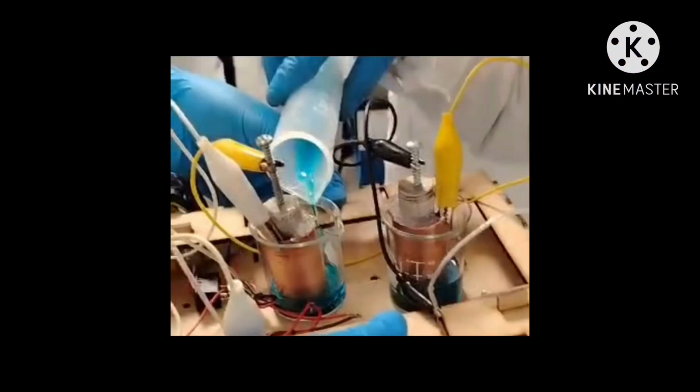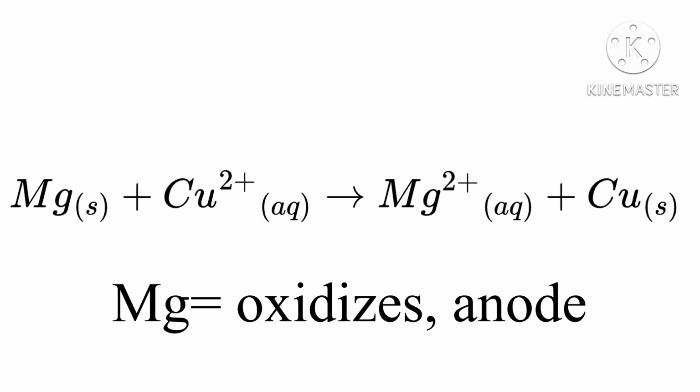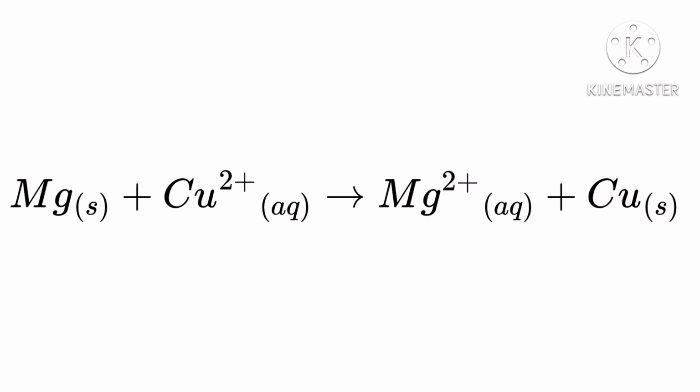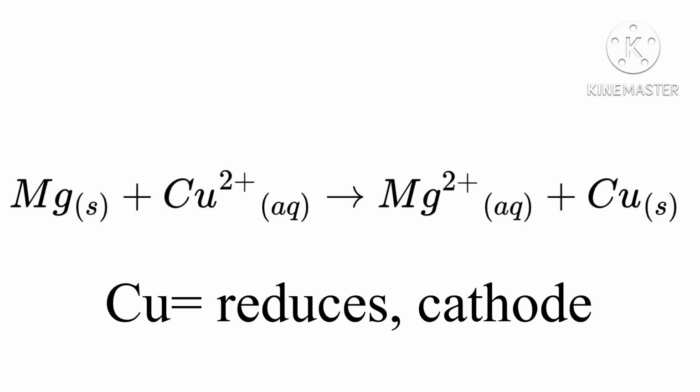To understand how the cell works, it's important to analyze the reaction. We observe that magnesium changes from a metallic state to an aqueous state, which is reflected in the loss of electrons. It is therefore the oxidized state, and therefore the anode. Copper changes from an aqueous state to a metallic state. That is, it gains electrons and is therefore the cathode.